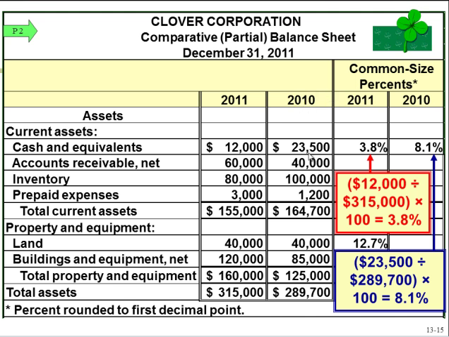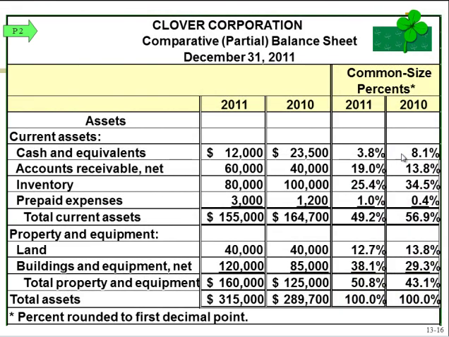So with vertical analysis, we're looking at each piece divided by the total, which is total assets. So 23,500 for the cash divided by 289,700, multiply it by 100, and you get 8.1%. In other words, cash is 8.1% of our total assets. The next year, 2011, you can do the same thing. 12,000 cash divided by 315,000 total assets. That year, cash was 3.8% of the total assets. You do that for each individual line, always comparing to total assets, which are obviously going to be 100% of themselves, and you're good to go there.